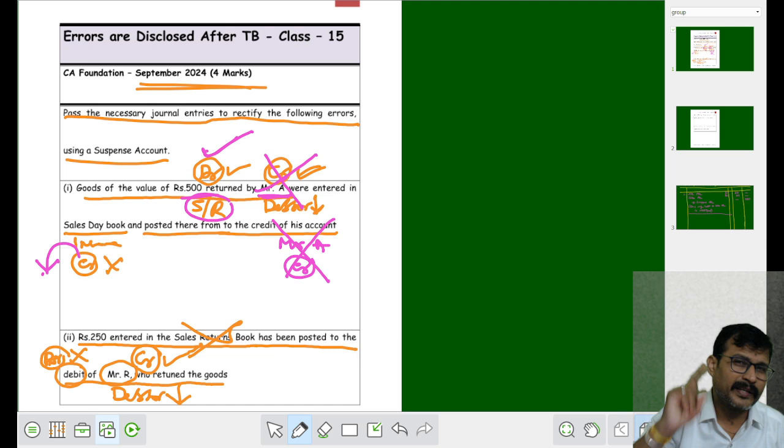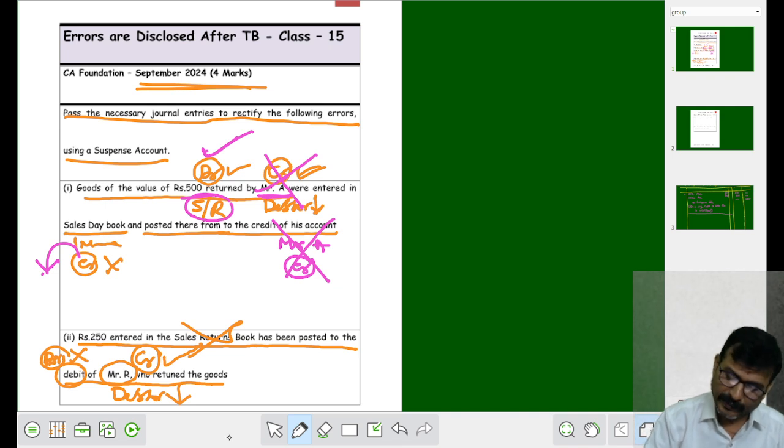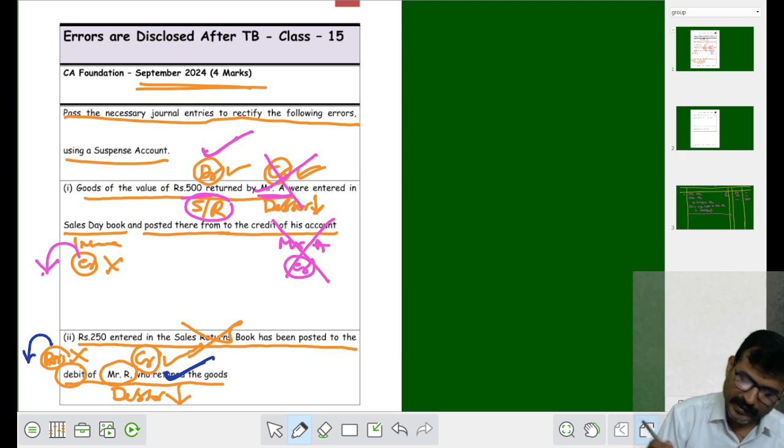When the asset decreases, it is to be credited. Credited is a correct entry. But where you have taken it in the debit of Mr. R, then what is your rectified entry, my dear students? Keep the correct in the same place. Shift the wrong in the opposite place.